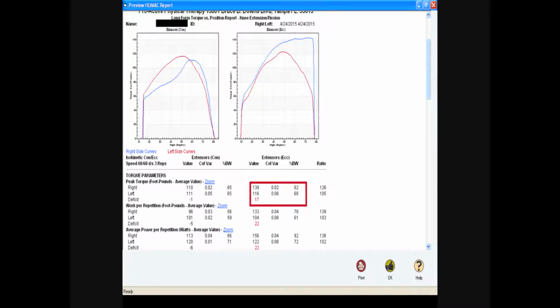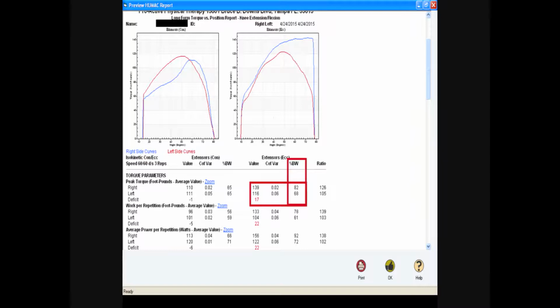On the eccentric side, he has only a 17% strength deficit compared bilaterally. But let's look again at his body weight comparison. He hits 82% of his body weight with his uninvolved limb and only 68% with his involved side. Now, ideally, the peak concentric quad should be 100% body weight, and with appropriate training, research tells us that the eccentric should be 10 to 30% greater than concentric.